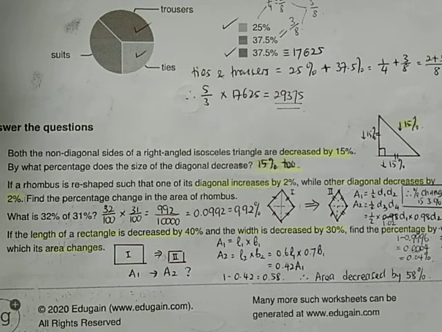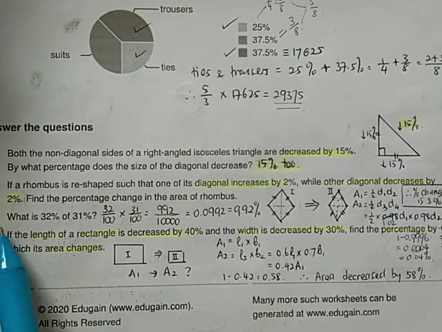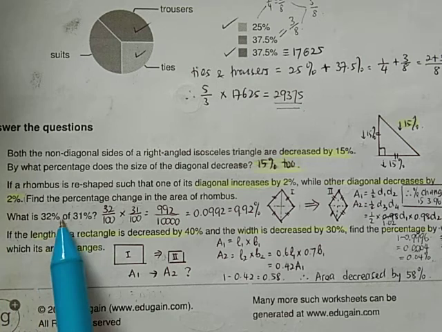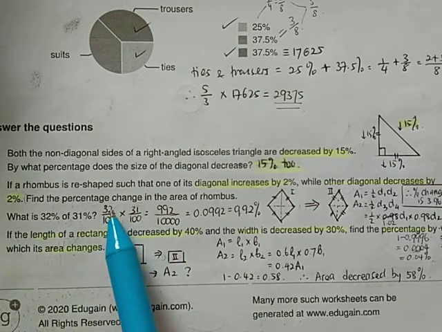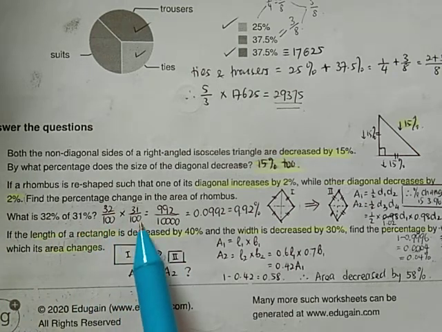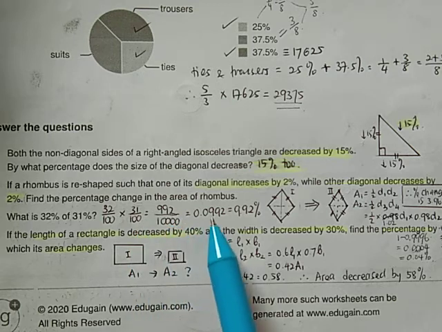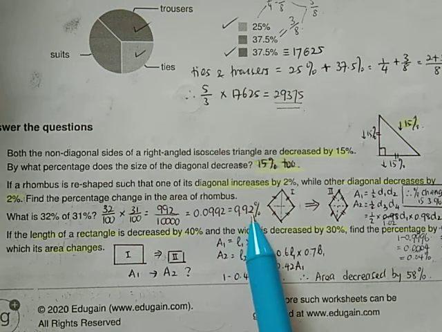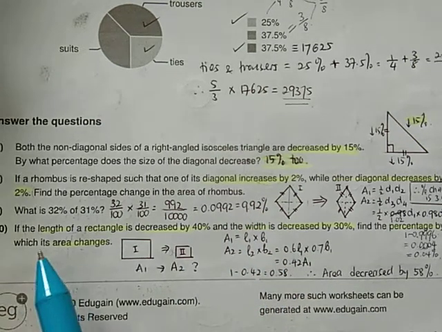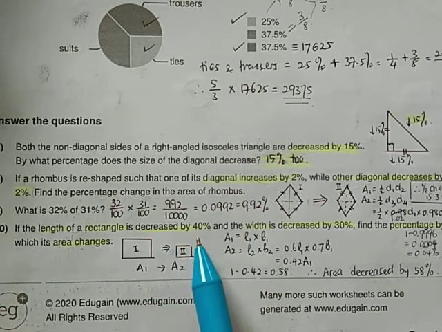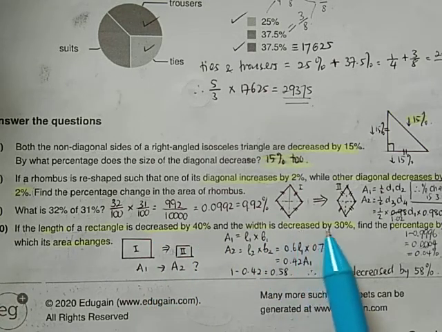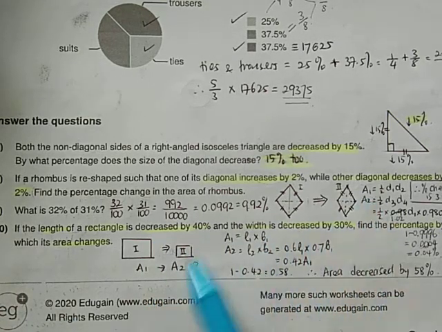Now number 9 is quite straightforward. 32% of 31%, 32% times 31%. So you get 0.0992 or 9.92%. Yeah. Number 10, if the length of a rectangle is decreased by 40% and the width is decreased by 30%, do the same way.